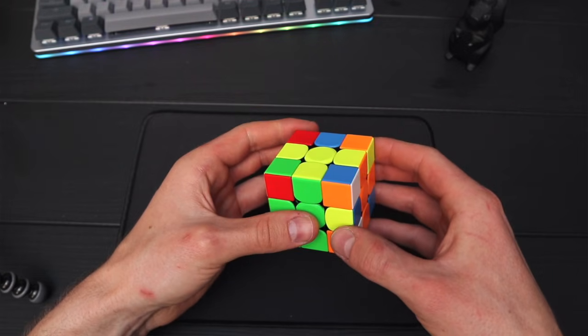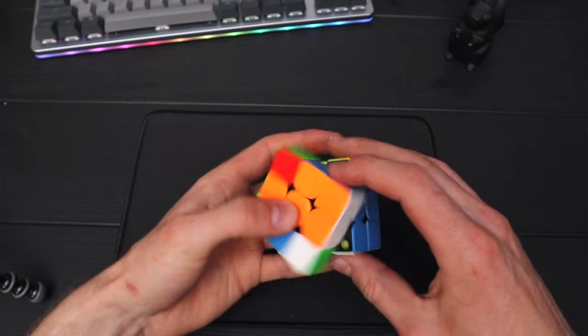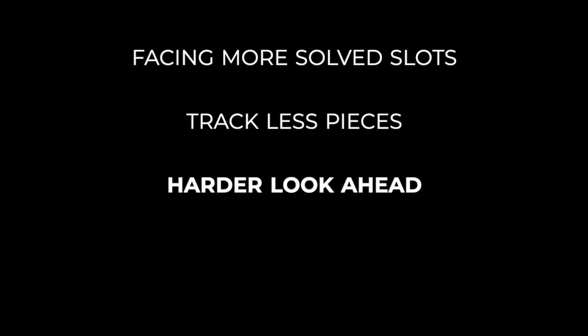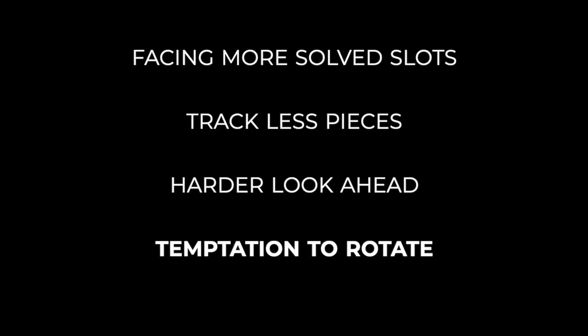First of all, you need to get rid of the habit of always solving into the front slots. It is even so that it is better to solve into the back slots first. So for example, if you can easily solve 2 pairs, solve the one in the back first. But also, if you can predict the pair during inspection, try to solve it into the back first. Because the more solved slots you're facing, the less pieces you will be able to track, the harder look ahead will be, thus the more tempting rotating will be.